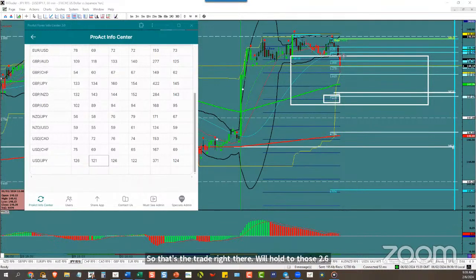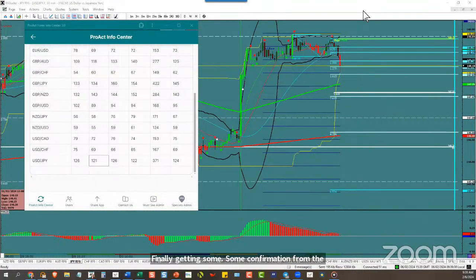I got to get a pullback up in here. Once I get a pullback up here, this becomes trade 1 right there, and this becomes trade 2 right there, holding to the target. Dollar yen to the downside now. Finally getting some confirmation from the charts. And this is another reason why you're not in a hurry to jump in a chart.